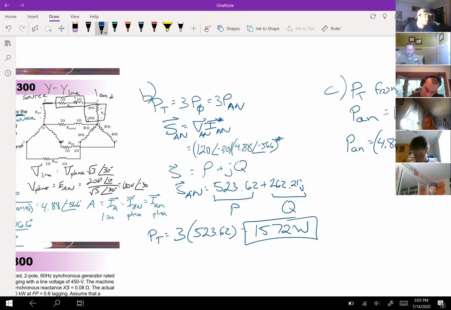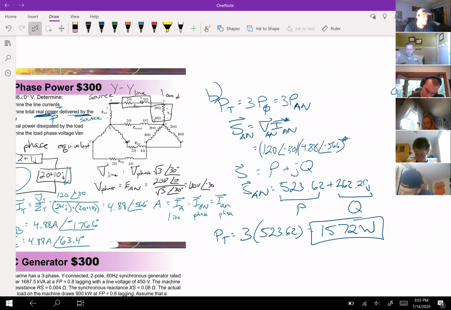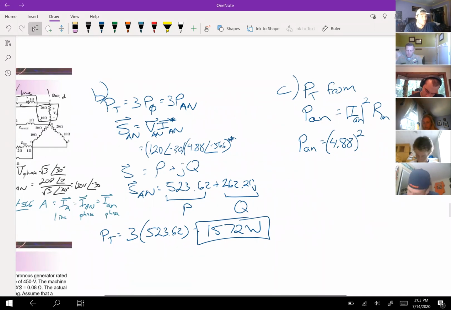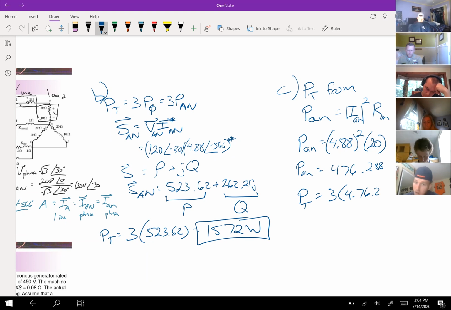4.88 squared. The R from A to N, look back to A to N, the R is just 20. It doesn't include the 10j. And so I say 20, and then I multiply 4.88 squared times 20, 476.288. That's my single phase. So then my total that's been dissipated is 3 times that. And that comes out to 1429 watts.